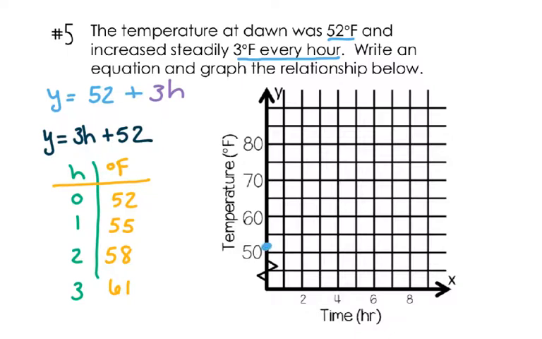That's where it starts. And then at 1 hour, I'm going to be at 55. At 2, I'm going to be at 58. At 3, I'm going to be at 61. And if I wanted to go further, we should see that this forms a linear line, a nice straight line. So this is a linear function.